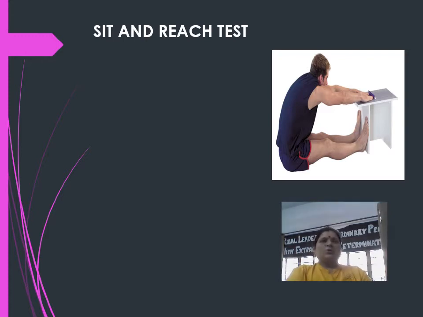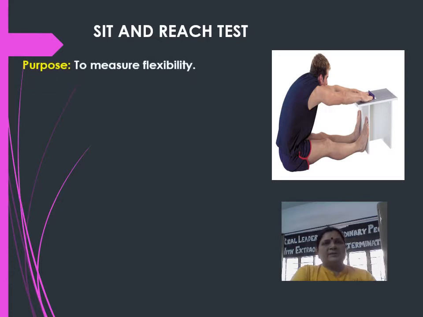The equipment required for this test is a sit and reach box with the following dimensions: 12-inch by 12-inch sides, 12-inch by 10-inch front and back, and 12-inch by 21-inch top. The top panel has centimeter and millimeter gradations. Now I'll be explaining how to conduct this test.